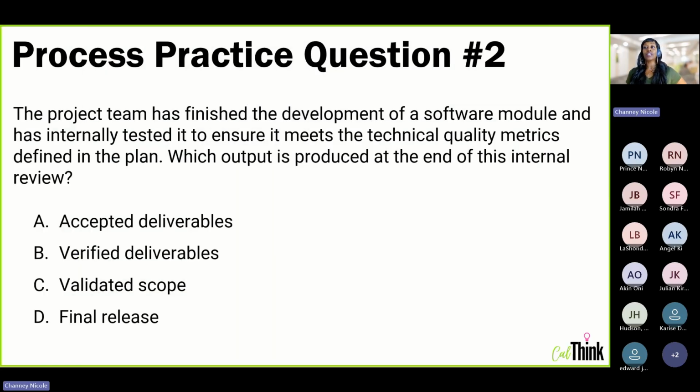All right, question number 2. The project team has finished the development of a software module and has internally tested it to ensure it meets the technical quality metrics defined in the plan. Which output is produced at the end of this review? Are you going to have accepted deliverables, verified deliverables, validated scope, or final release? What's your answer?